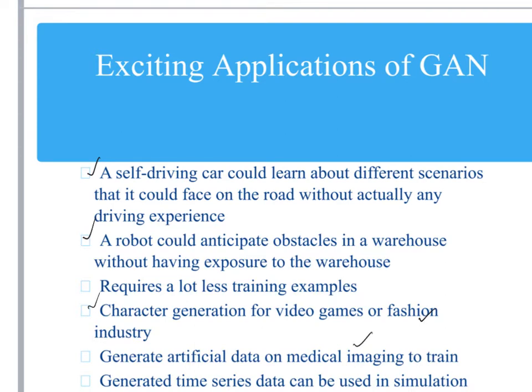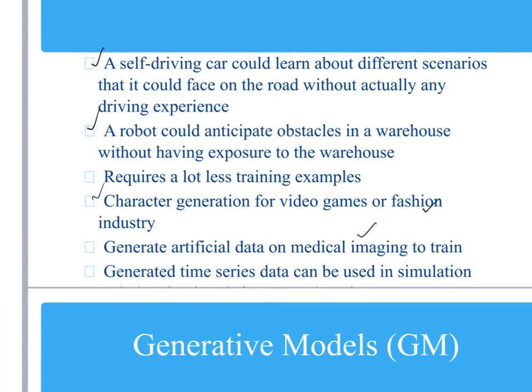Medical imaging is one example where we could use GAN because of privacy issues. You do not have access to a lot of medical data, so we could use GAN to generate data to train our models. Another example could be in reinforcement learning. We could generate time series data that could be used in simulation in reinforcement learning. So that's another example of GAN generated data. These are some exciting fields where GAN could be used. So there is reason to learn about GAN and understand different algorithms.